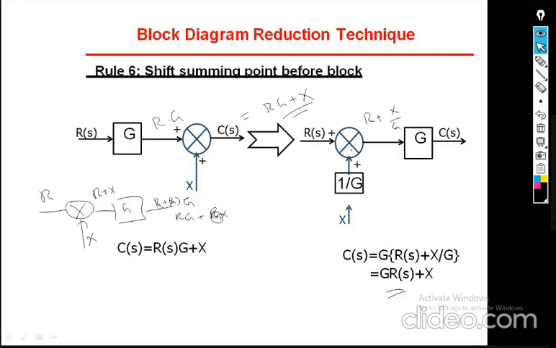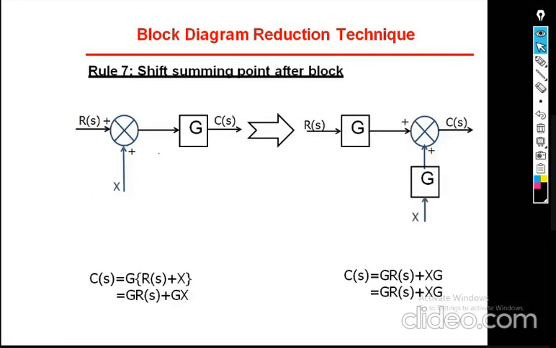So I can say that if you are going to move the summing point before the block, you need to divide that particular value by G. Now in the same way, if we have a summing point before the block and want to move it, what is the value of C of s? C of s will be G multiplied by R plus X, G into R plus X. Then C of s is equal to G into R plus G into X.